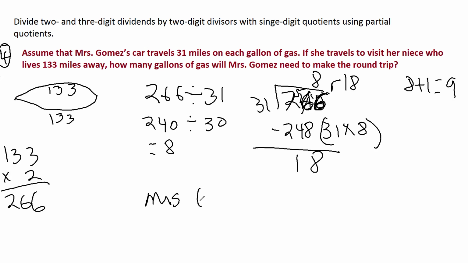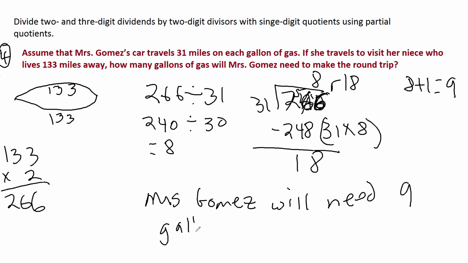So Mrs. Gomez will need 9 gallons of gas. And of course, we're going to want to check by multiplying on that answer.